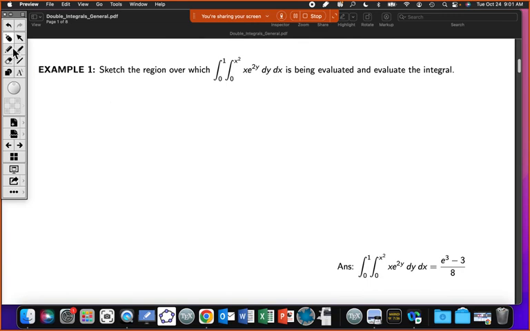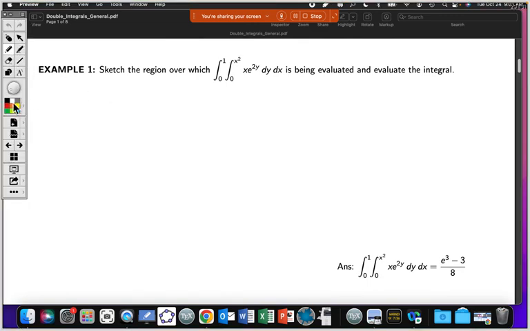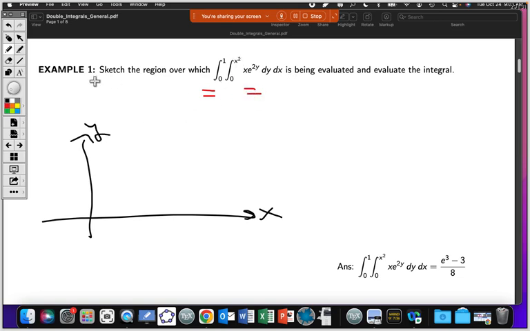So we'll sketch the region here. We do got a couple minutes. Sketch the region over which this integral is being evaluated and evaluate the integral. So here we've got constant bounds on the x. That's the outermost integral. I think I was using x as red though. There we go. So x is going from 0 to 1. So we'll call that 0 to 1.